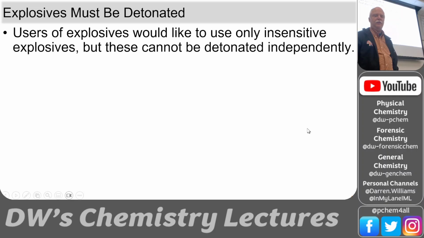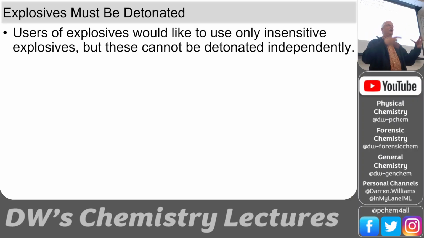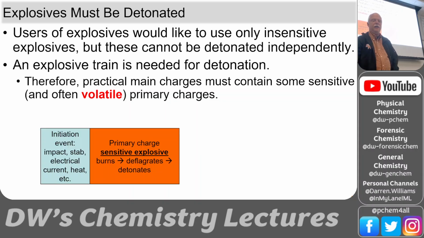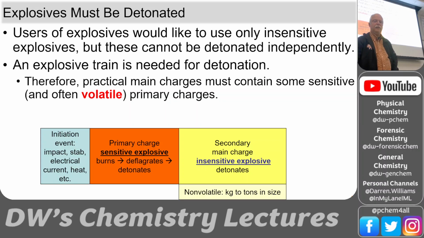Now, these explosives, if you're a user of explosives legitimately, you would like to only use insensitive explosives, but they can't be detonated independently. So you need to have a detonator. So that's why we have these extra detonators. You have the main charge and the detonator. And so this explosive train is needed. You need an initiation event, the primary charge, and the secondary charge. And so these are non-volatile and very safe to use. So the bulk of the explosive is safe to use. The detonators are less safe to handle. And the detonators are volatile.